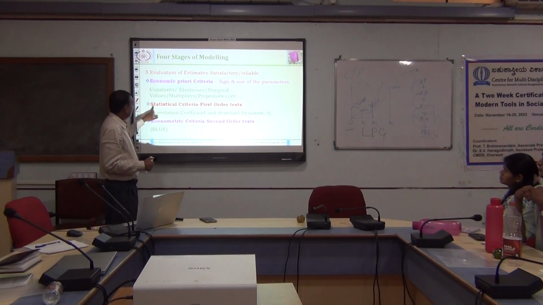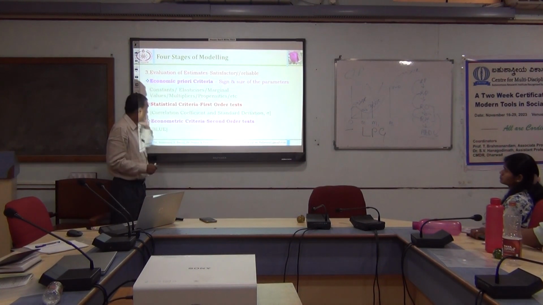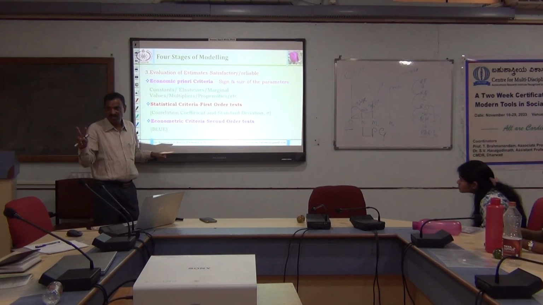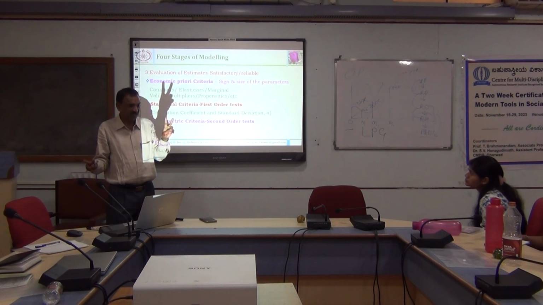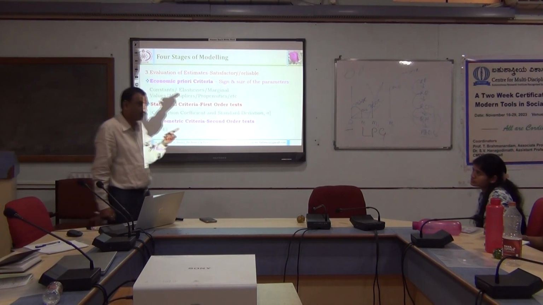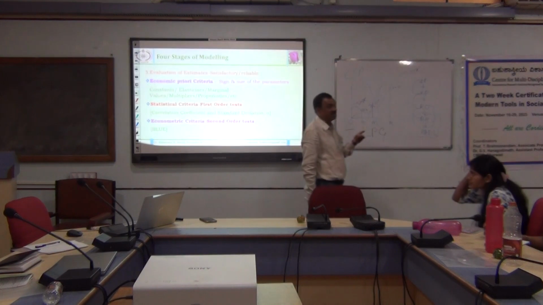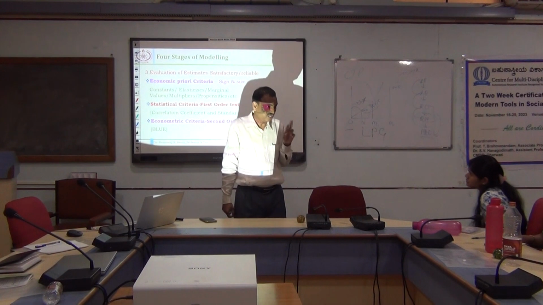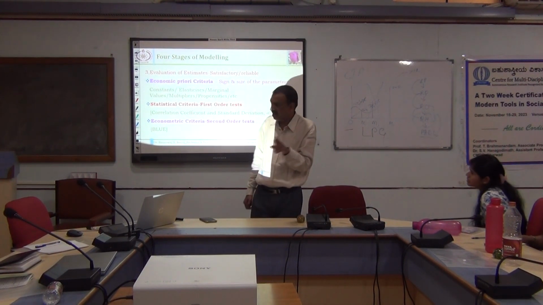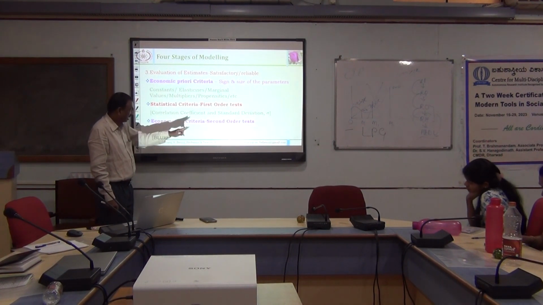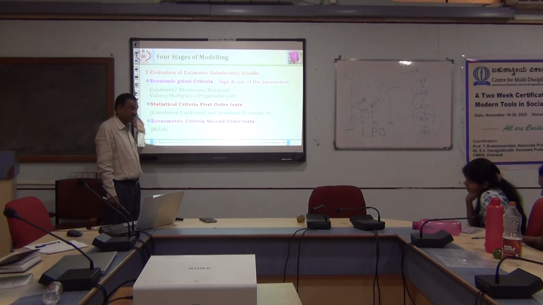Statistical criteria, first order test, two things: standard error and one more. Two things. The validity of the statistics. Sigma stands for what? Standard deviation and standard error. Two things are very important in statistics: one is standard variance and the standard error. And in case of econometric criteria, second order test, BLUE, best linear unbiased estimates.